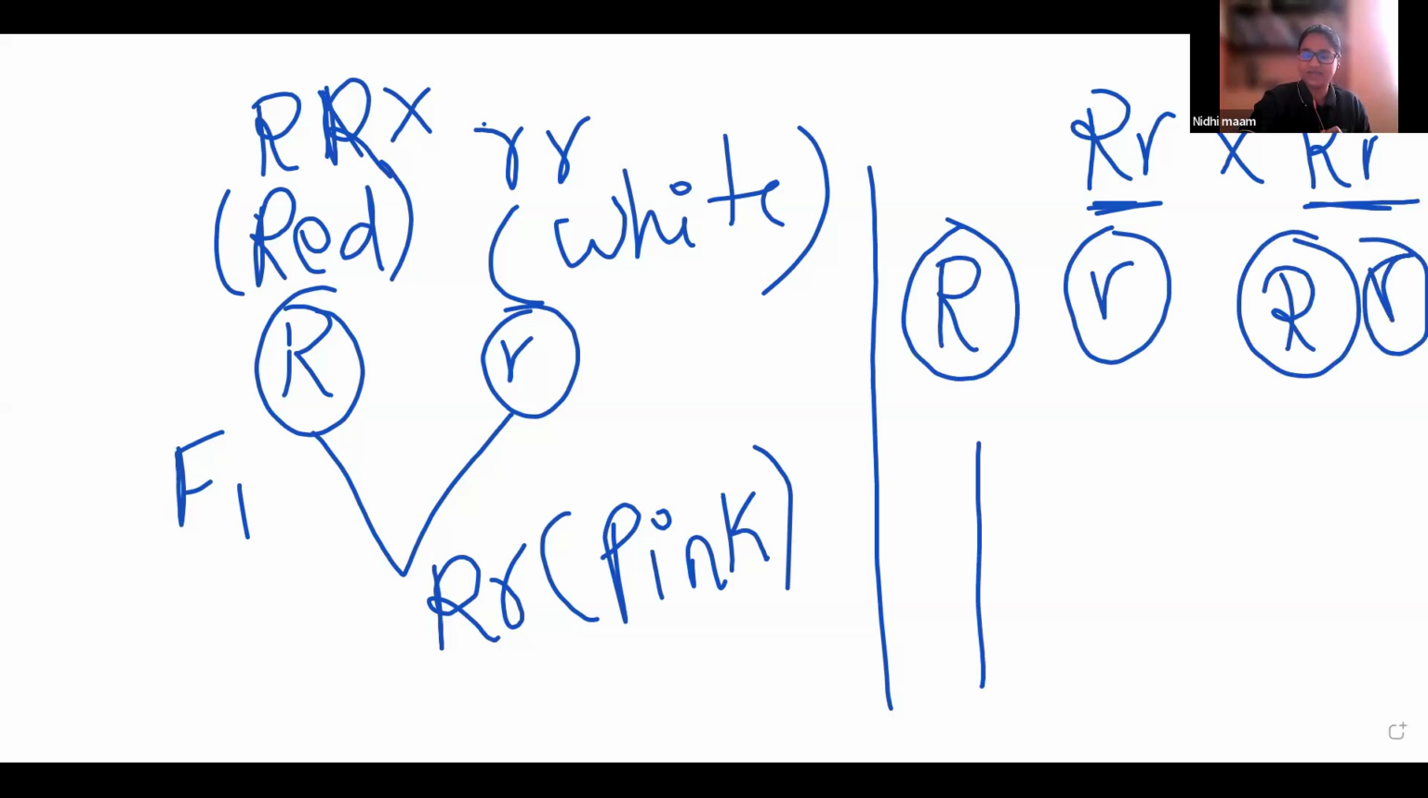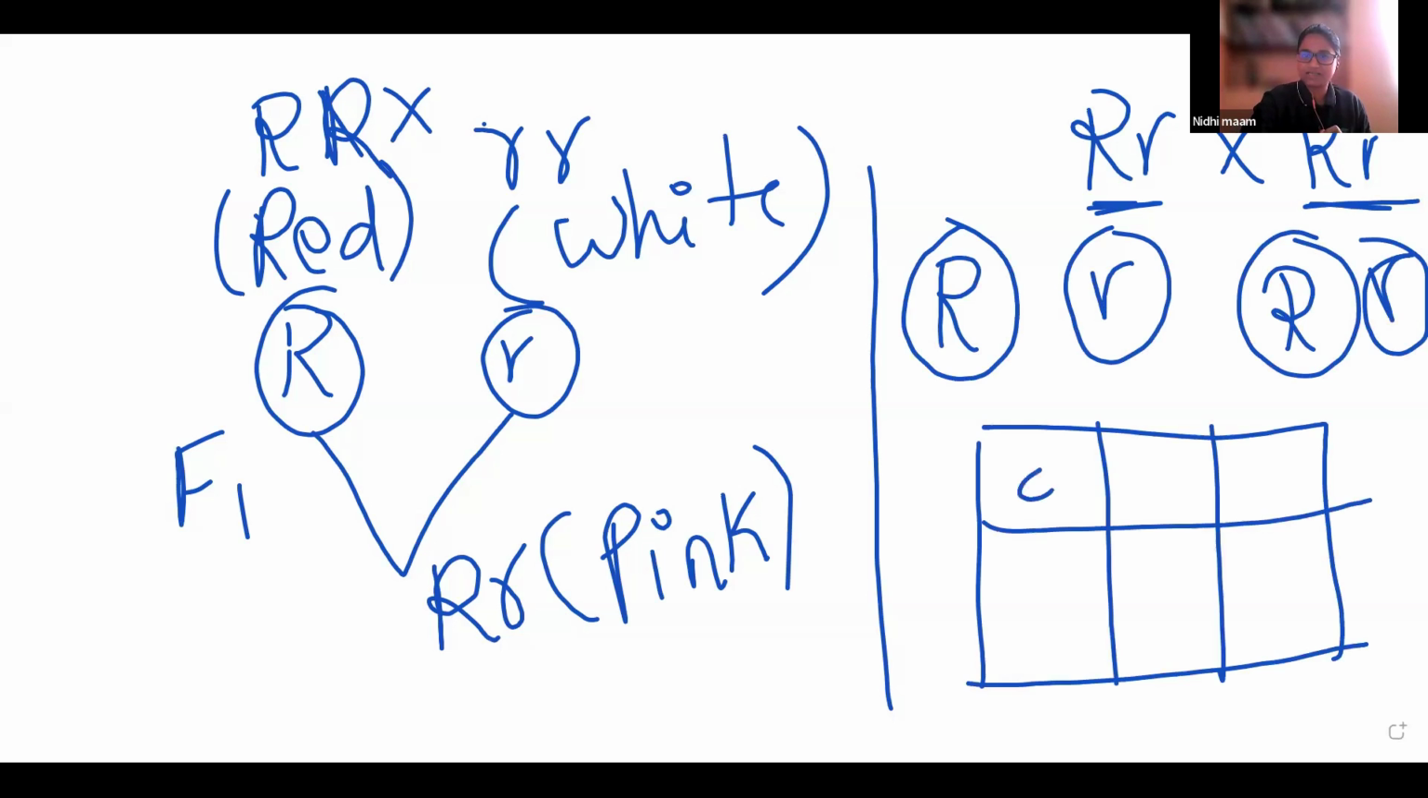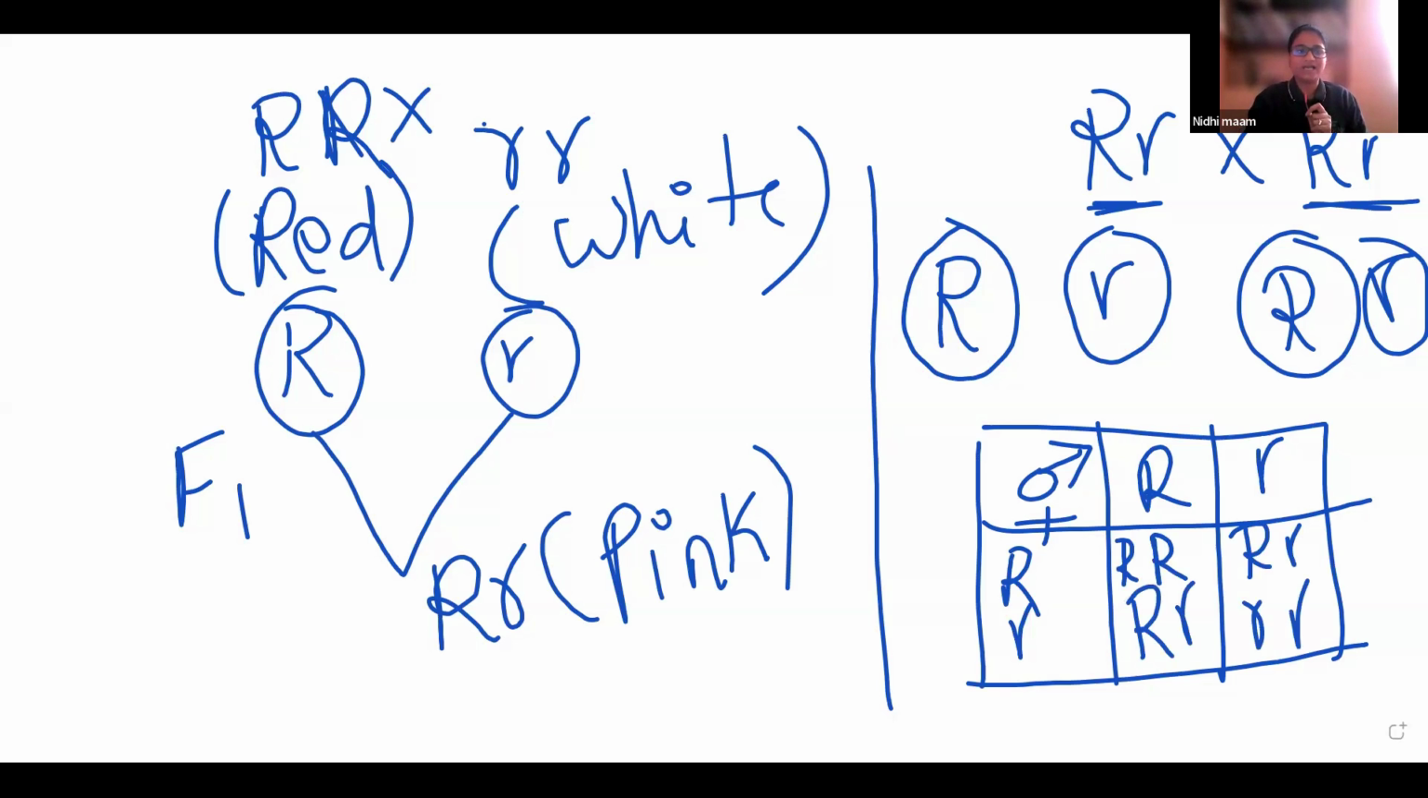Let us put this in a Punnett square. Let us consider this as male and this as female. Tell me guys, what will be the phenotype of capital letter R, capital letter R? What color flowers will this plant have? Red. Very good, it is red color.